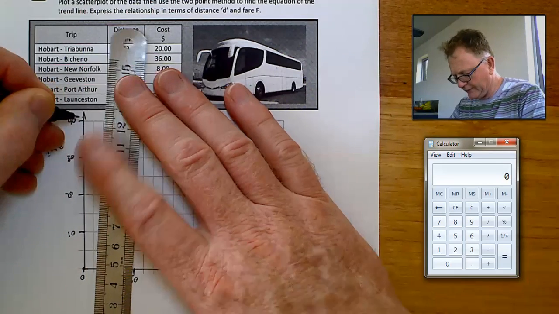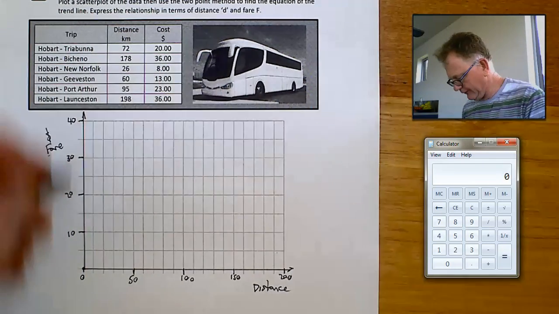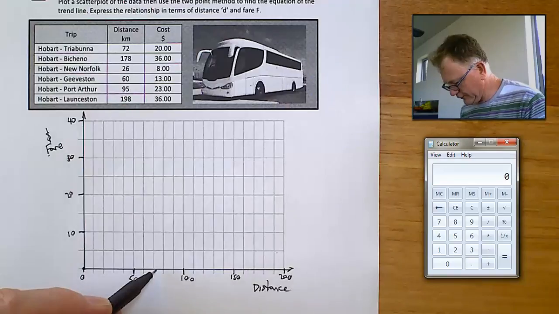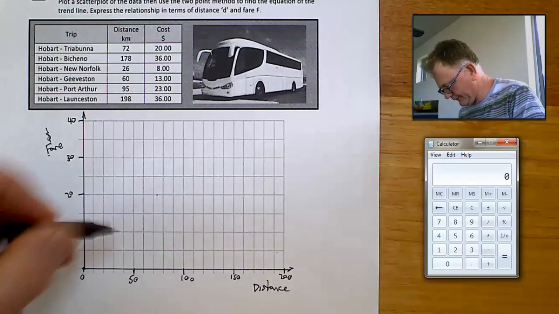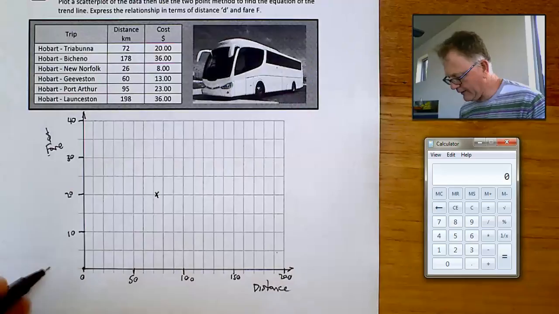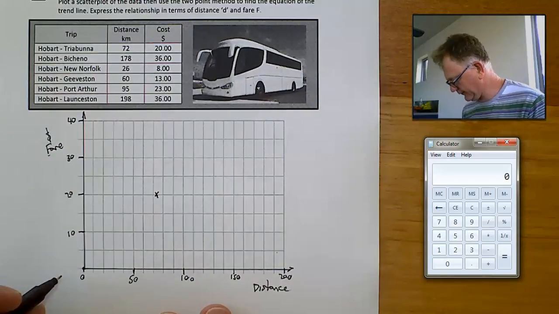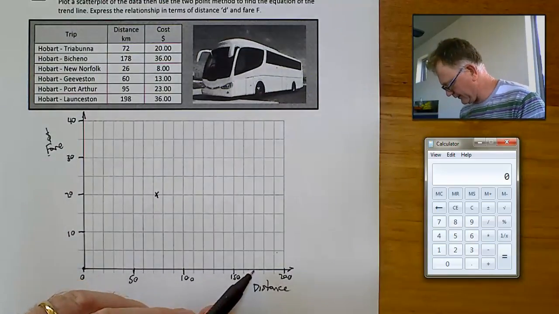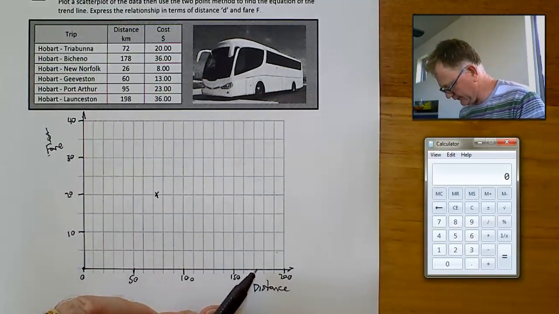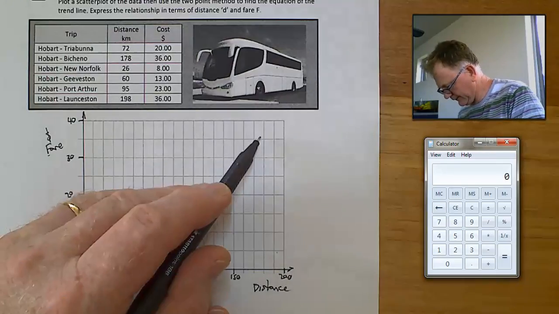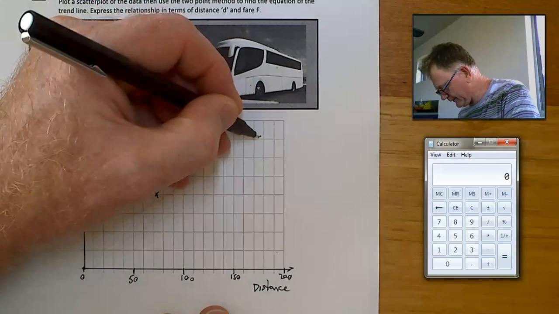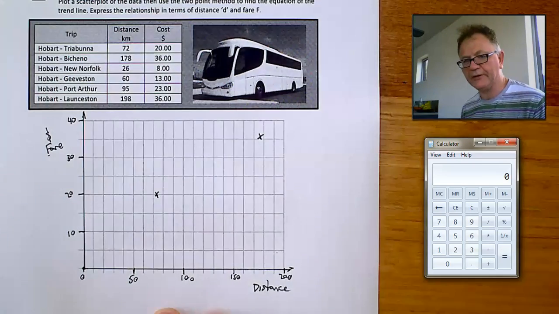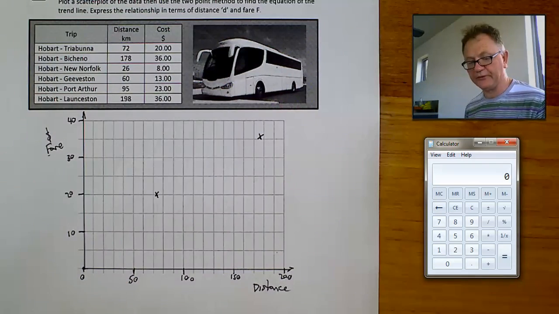Each one has a little data point, so 72.20 is on the graph. 178.36 is on the graph. 178 and 36 is going to be somewhere there. Okay, I'm going to plot these points and be back in a second. You might like to plot the rest of the points too.